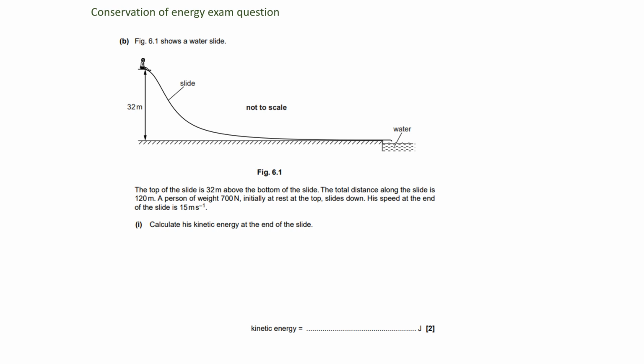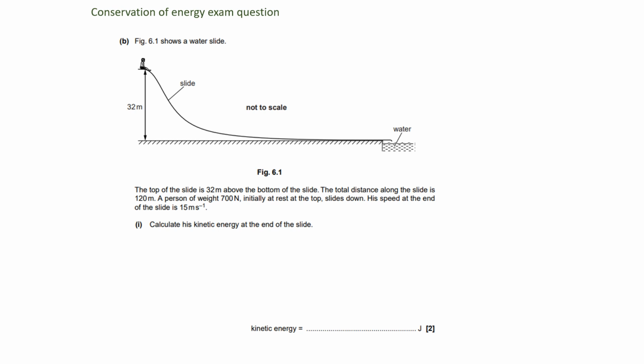This is a conservation of energy exam question. So we've got a diagram there showing a water slide, and we can see that at the top of the slide, which is 32 meters above the bottom of the slide, the total distance along the slide is 120 meters. A person of weight 700 newtons, initially at rest at the top, slides down. His speed at the end of the slide is 15 meters per second.